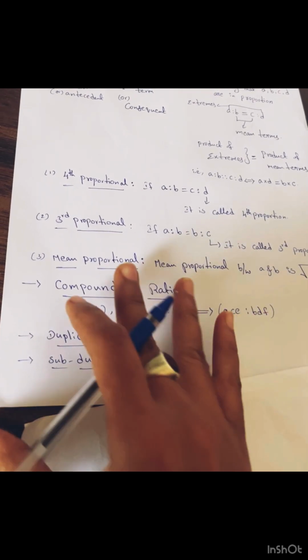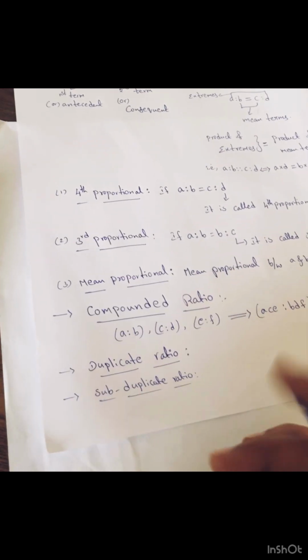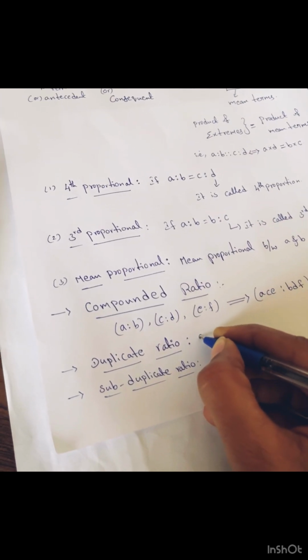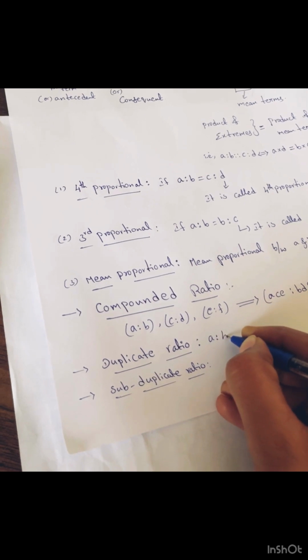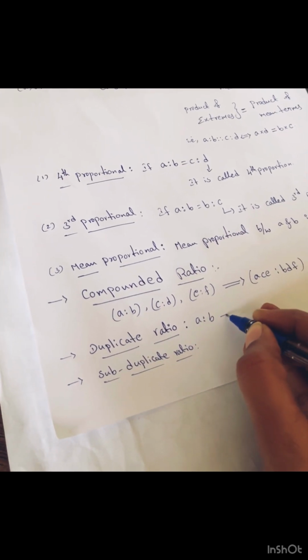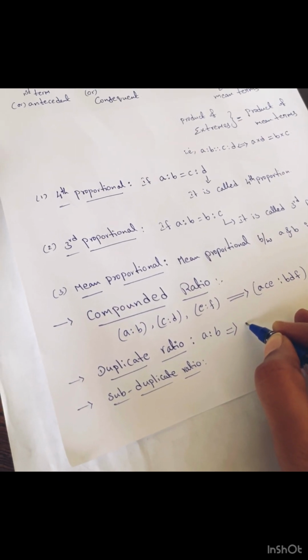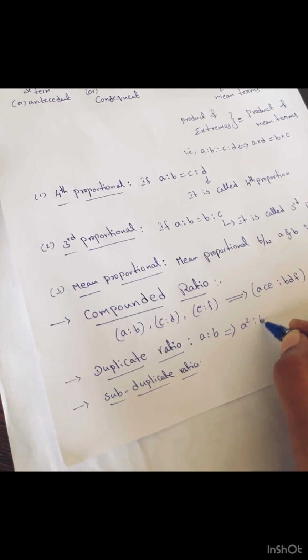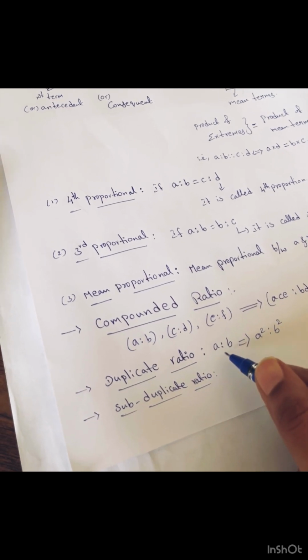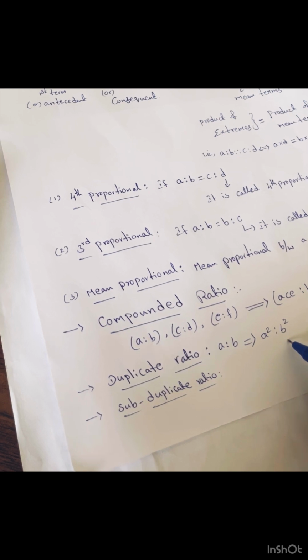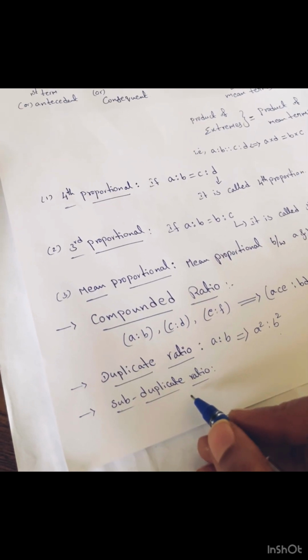Next is the duplicate ratio. If A is to B is given, the duplicate ratio of A is to B means the squaring of the ratio. So A square is to B square. If 2 is to 3 is given, what is the duplicate ratio of 2 is to 3?